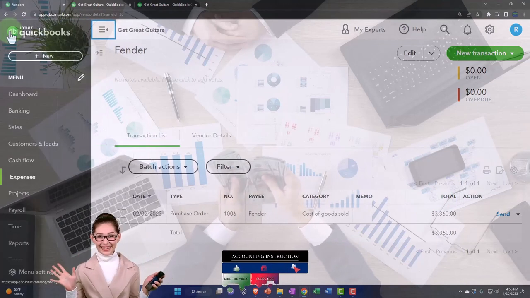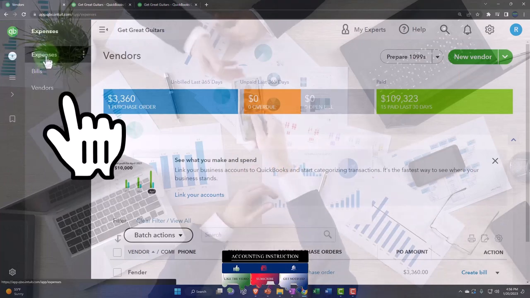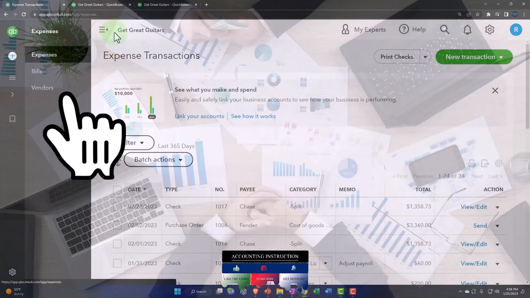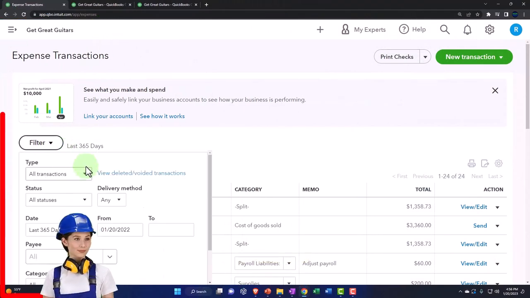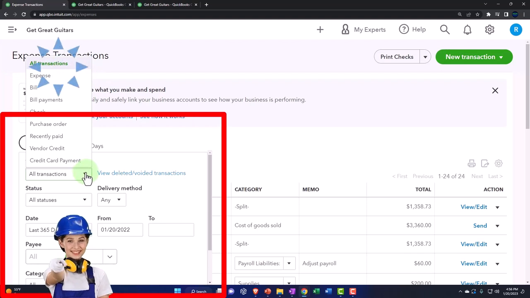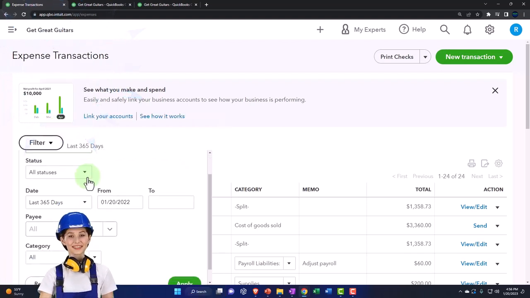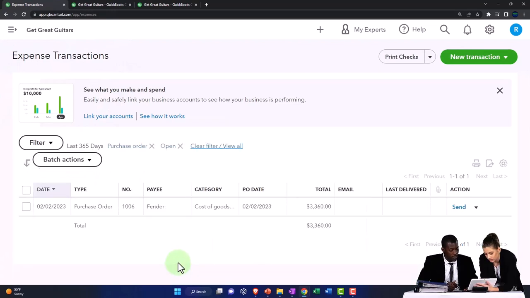We also have the expenses tab over here, and in the expenses tab we can sort and filter this way too for purchase orders, for example. Then we can have all purchase orders, but maybe just the open ones, and there's our open purchase order.